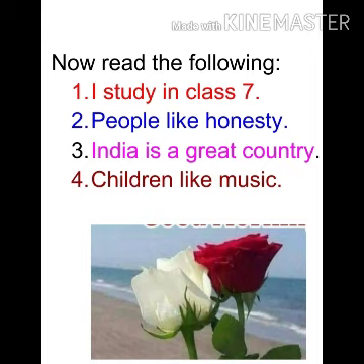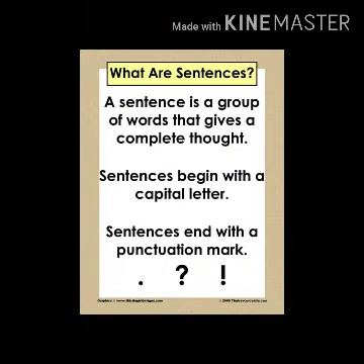Now, read the following. I study in class 7. People like honesty. India is a great country. Children like music. See, all these groups of words make sense. So, these are sentences. Thus, we can say a sentence is a group of words. They are properly arranged and they give a complete thought.